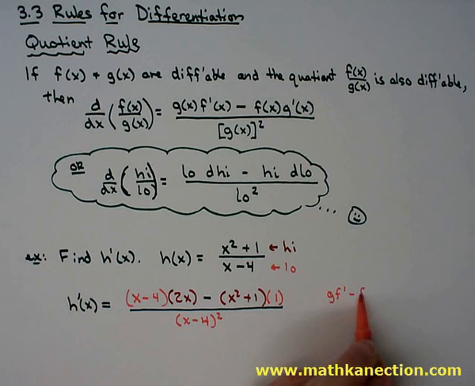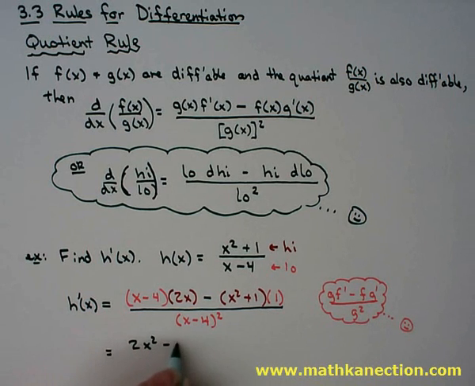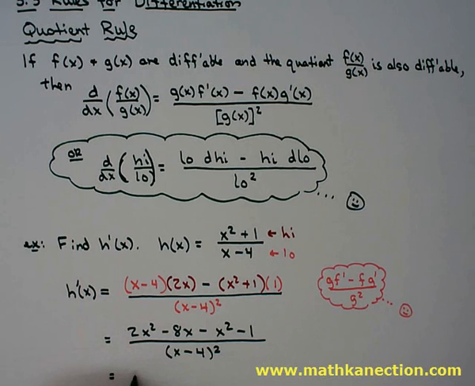Or g f prime minus f g prime over g squared. Low d high minus high d low, square the bottom and away we go. Simplifying the function by distributing the 2x and distributing the negative sign. No need to multiply out the denominator. And then combining like terms to get your final answer.